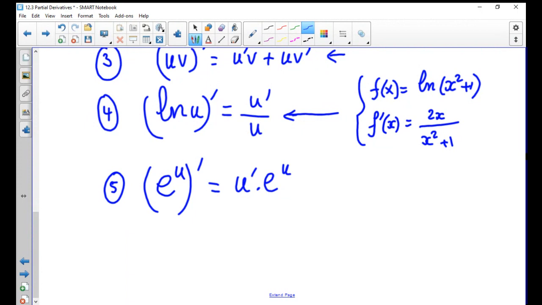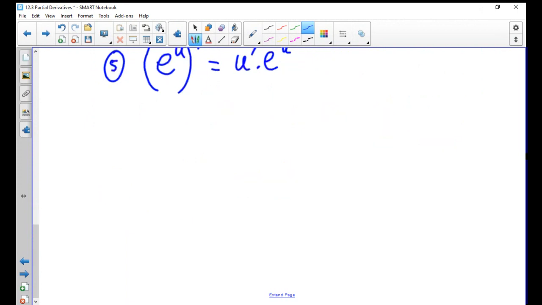Finally, let me just mention something here. Suppose you have a constant, for example, a is a constant, and multiply it by x to the power of 3. What will be the derivative of this function?